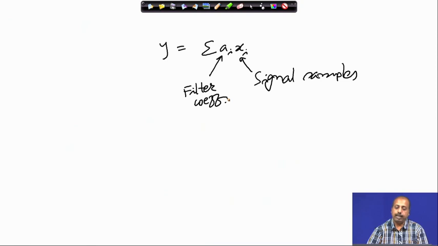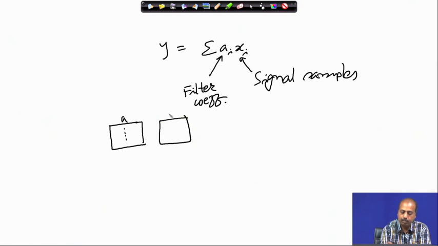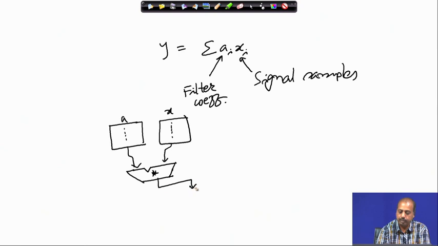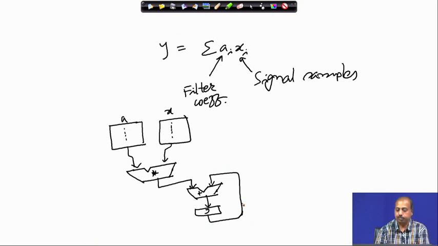Now, if you want to do it by means of hardware, then you should have a register which will hold the A values, and another bank of locations which will have the x values. Then the successive values should be fed to the multiplier, where ai and xi will be multiplied, and then it should go to an adder which does the addition part. This is the y register, and the previous value will be added, and we should have a structure like this.